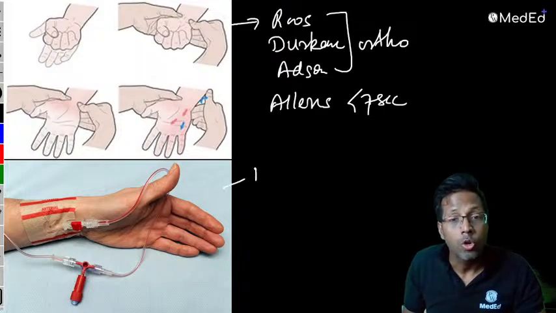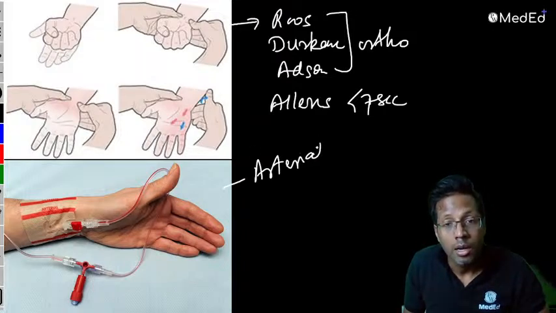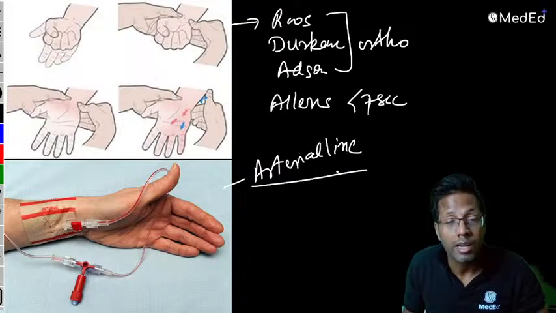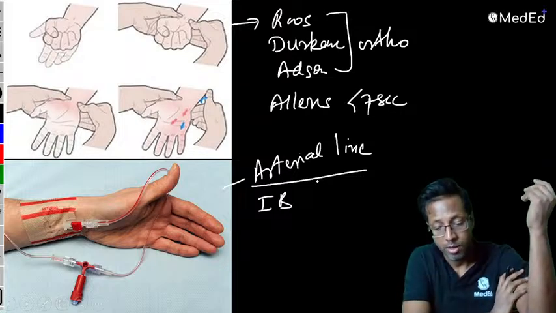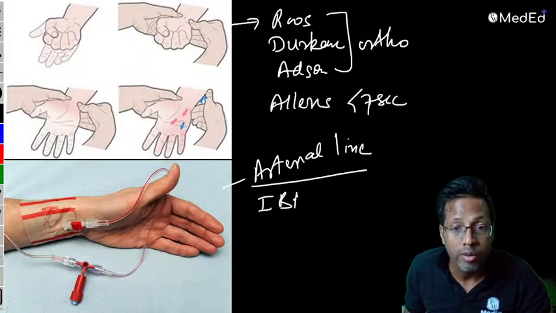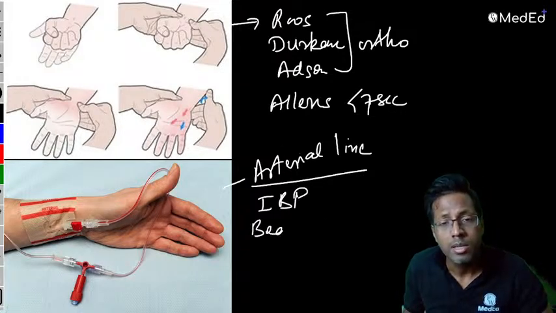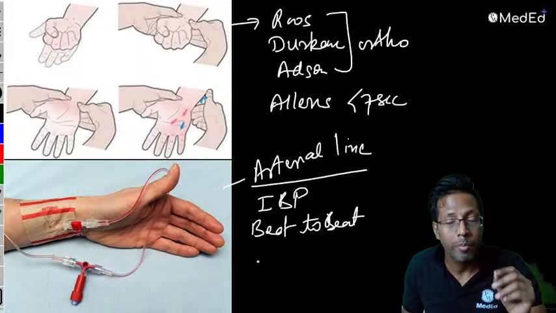Why is it important in anesthesia? To insert the arterial line. Arterial line is your direct access to the artery. This tells you the invasive blood pressure measurement. We say NIBP when you put a cuff. So this tells you the invasive blood pressure measurement, which means it tells you the beat to beat blood pressure. Every beat, you know the blood pressure of the patient.